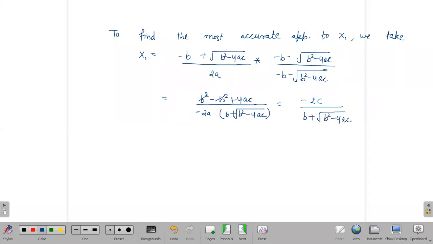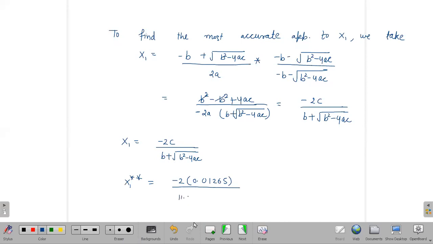So here you have removed the subtraction of two nearly equal numbers. Now x1 is minus 2c divided by b plus square root of b square minus 4ac. Now you put all the values of a, b, c, then you will get the approximate root. So let us find it, let us call it x1 star. So minus 2 into 0.01265.